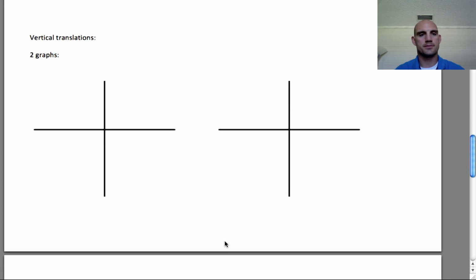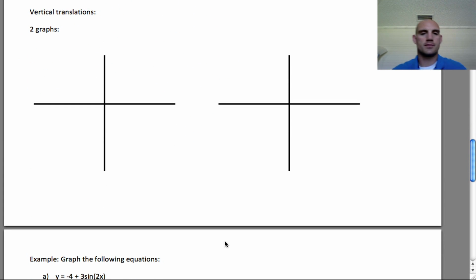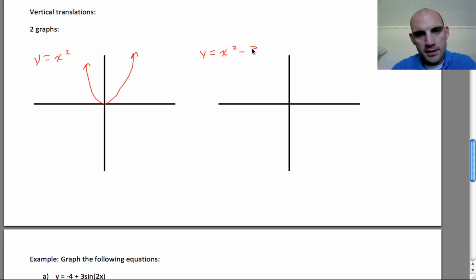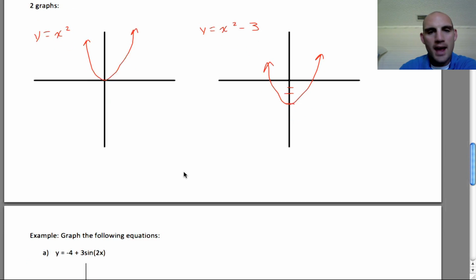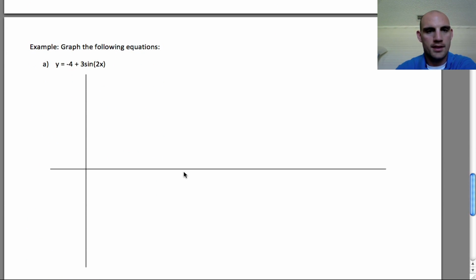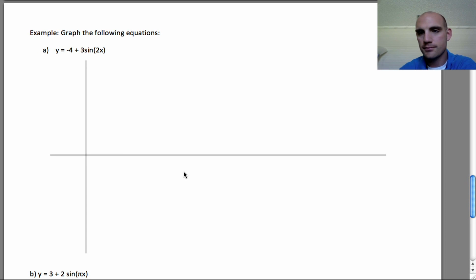A couple more examples of a vertical translation. Let's consider for a second y equals x squared. Looks something like this, right? You remember this from algebra? But if I did y equals x squared minus 3, I would just move this down 3, and the graph would look exactly the same, right? So move it down 3. It's the exact same for a cosine function or a sine function.